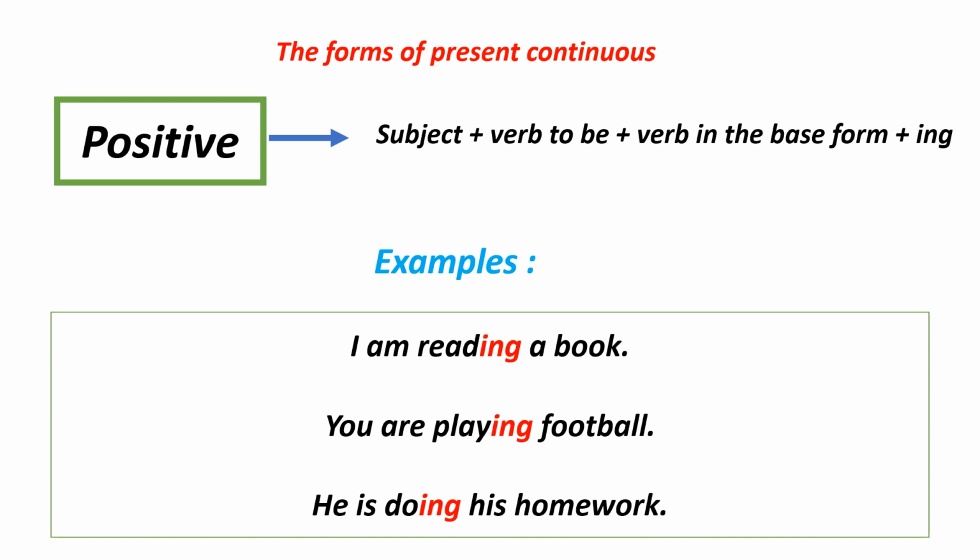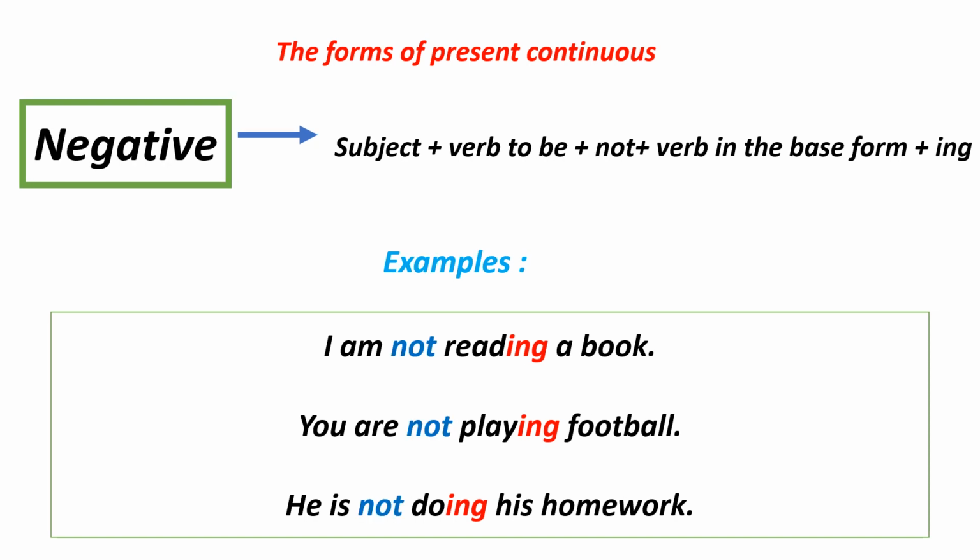And the third example is he is doing his homework. He, subject, is, verb to be, do, it's a verb in the base form, then ing. Clear? Now I'll move to the negative form in the present continuous tense.